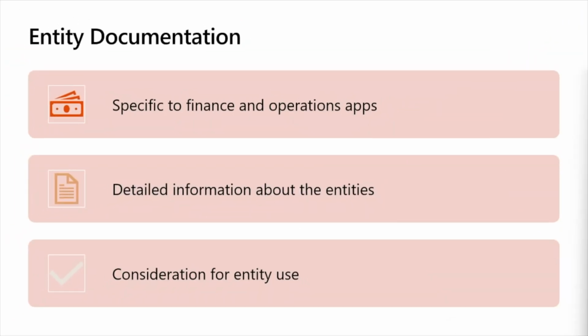Next up is entity documentation. So I mentioned entity documentation as one of the examples of the new types of resources that we have been building. In our initial phase, all of the entity documentation is specific to finance and operations apps. And basically what we've done is we've organized the entities by their logical entities. So like importing customers is the example.